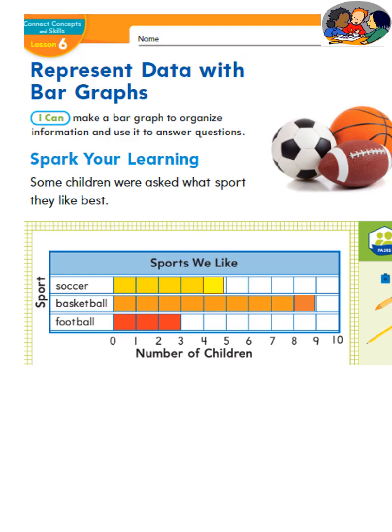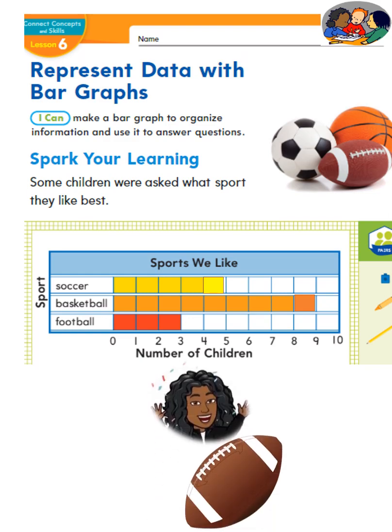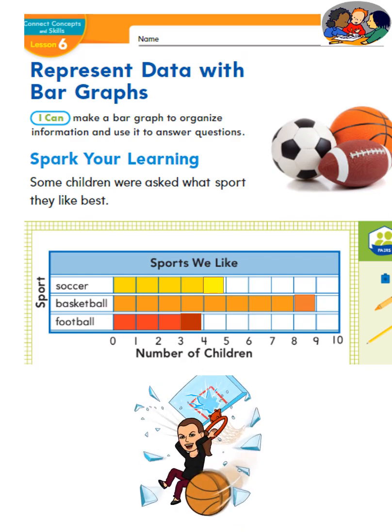Next up, I call Miss McLean. She had such a tough time picking a sport because she loves them all, but in the end, she said that football was her favorite. So I'm going to add on one cube for football for Miss McLean. And of course, I had to put in what I think too. And if anyone knows me, my favorite sport is basketball. So I'm going to add on one more for basketball.